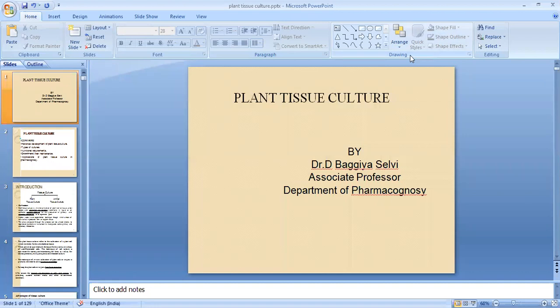Good morning. This is the chapter Plant Tissue Culture for the fourth semester B.Pharm students. That is coming under the third chapter or third unit in your syllabus. Plant Tissue Culture. In today's class, we are going to see about the introductory part, that is the definition, the history, and what are the requirements for the plant tissue culture.